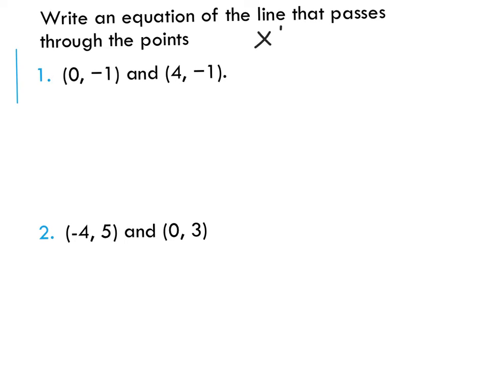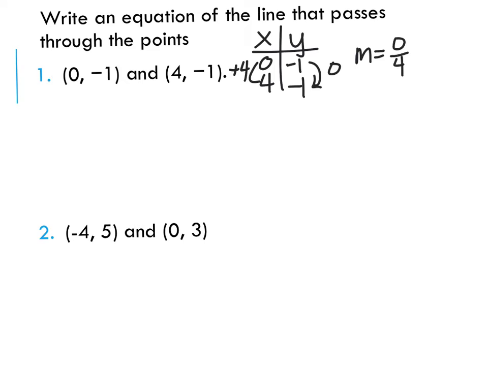You can make a little XY table in order to find the slope. So I'd go 0, -1, and I'd go 4, -1, and then I'd find my slope. My change in y is 0. My change in x is increasing by 4. So my slope would be 0 over 4. I have to remember, oh yeah, 0 divided by 4, that's okay. So I have 0 for my slope.